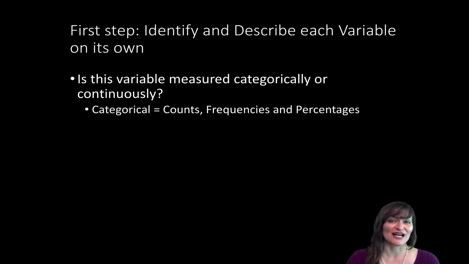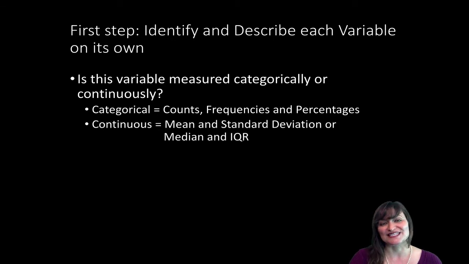If it was measured categorically, you're going to count how many were in each of those levels, each of those groups, and you're going to present the frequencies and the percentages. If it was measured continuously, for variables that were measured continuously, if you think that they're normally distributed, you're going to report the mean and the standard deviation. If you think they're skewed, you're going to report the median and the interquartile range.